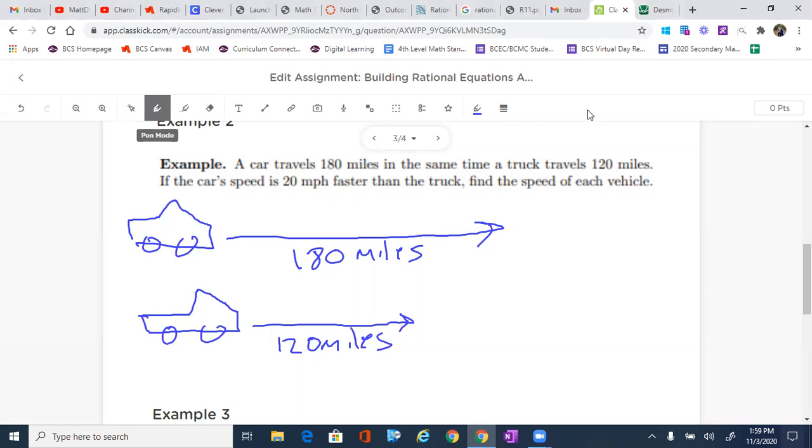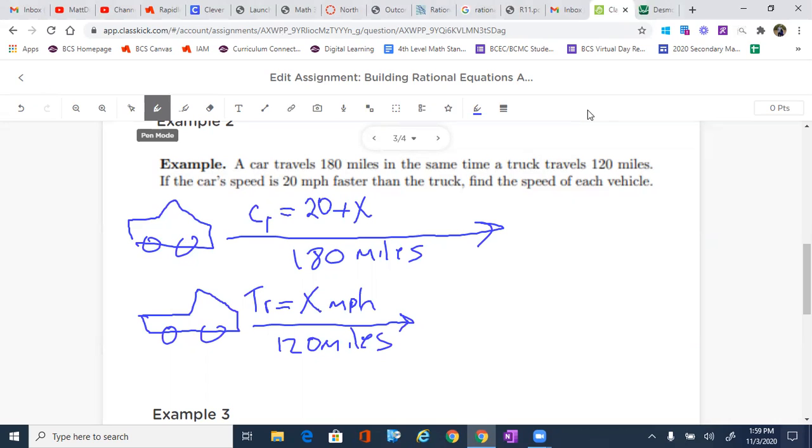So let's say that our rate for the truck is going to be X miles per hour. The reason I'm putting the X with the truck is because the car's speed is based off of how fast the truck is going. It says the car's speed is 20 miles per hour faster than the truck, so the car's rate must be 20 plus X.